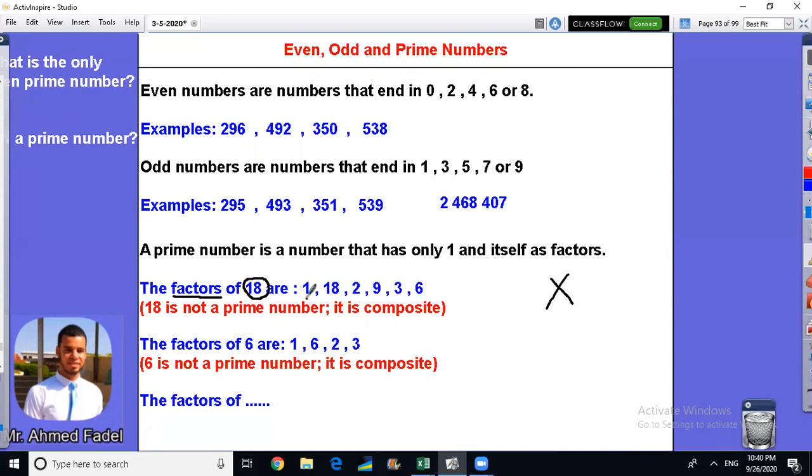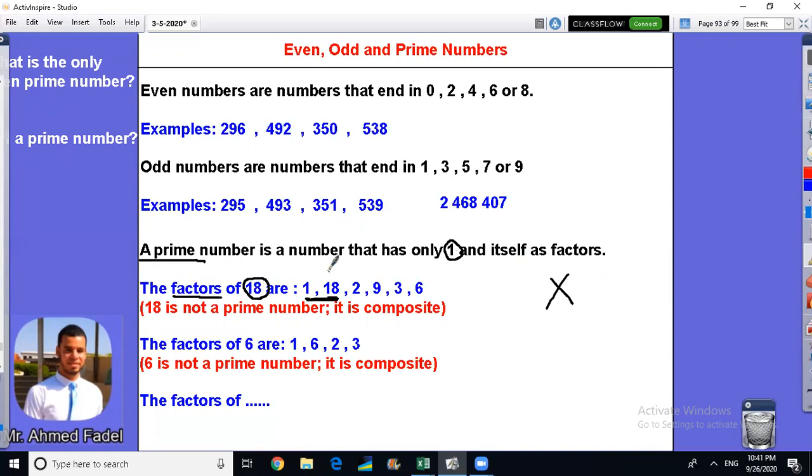Here we have 1, multiplied by 18. 1 and 18 are factors of 18. So 1 is a factor of 18. 18, of course, is another factor of 18. What else? Is there anything else? Look at this. I said prime. A prime number is a number that has only one and itself as factors. So here, 1 and 18, are these two the only two factors of 18?